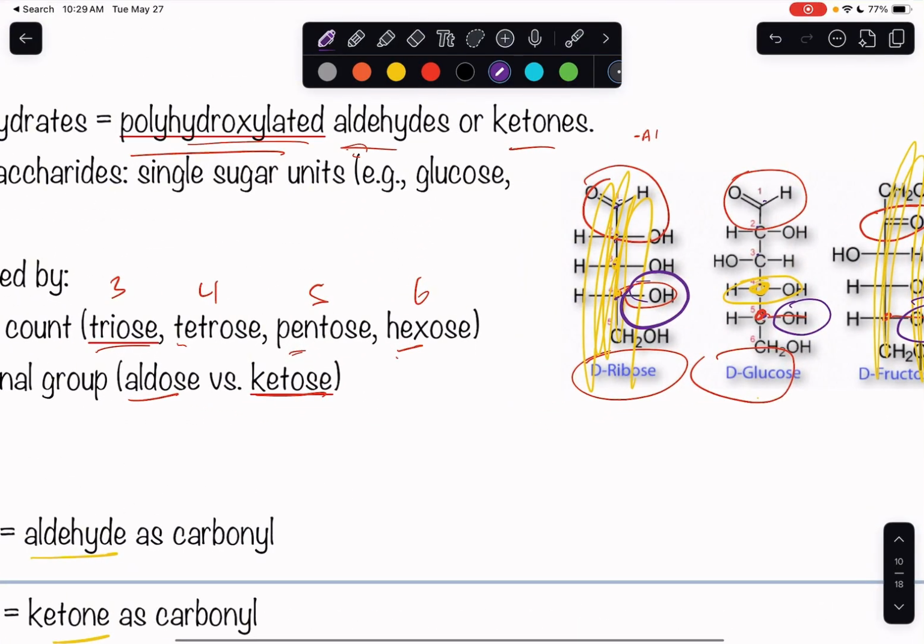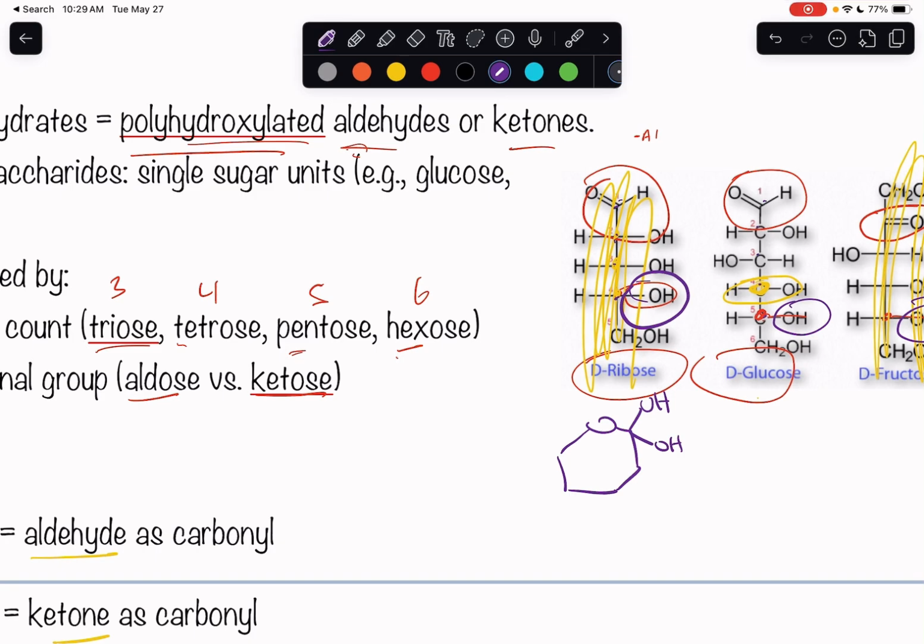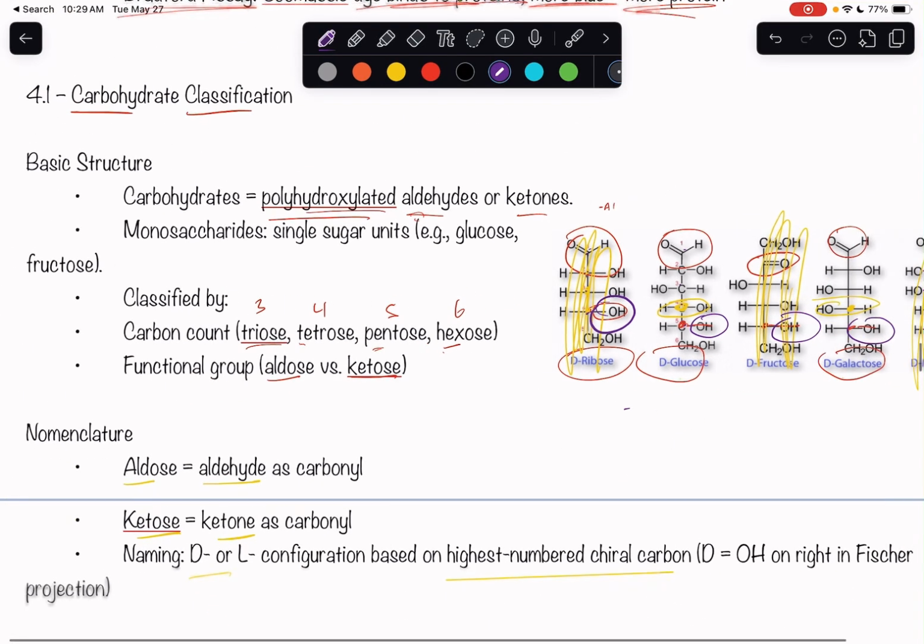Just know when you draw your structure, if your OH is on the right, it's down, and if your OH is on the left, it's up. Okay, but we'll get into that later. But yeah, uplifting, that's going to be helpful for later.